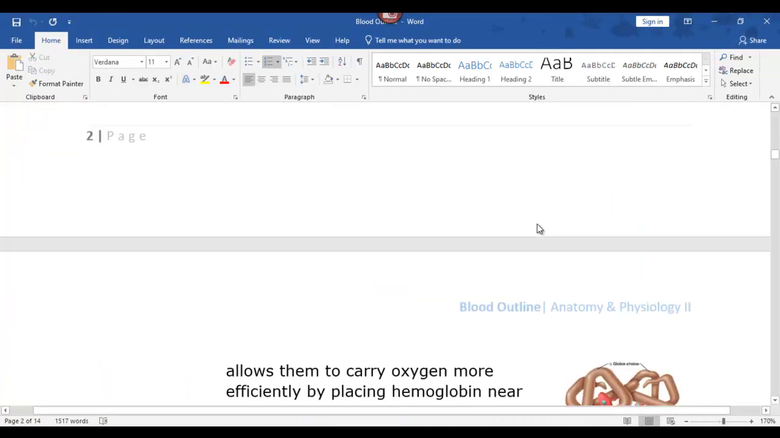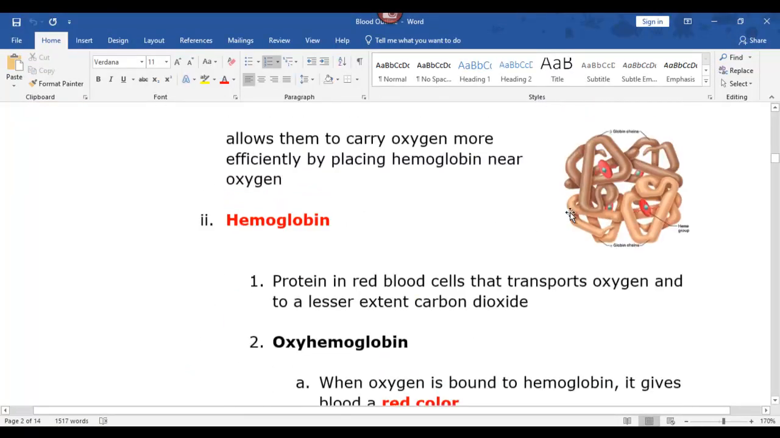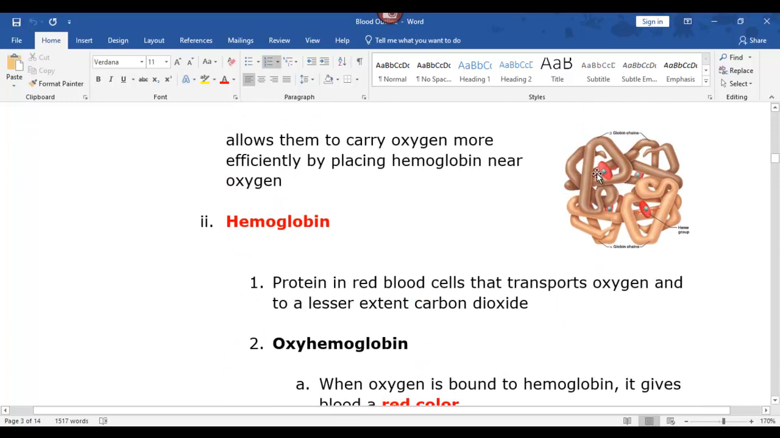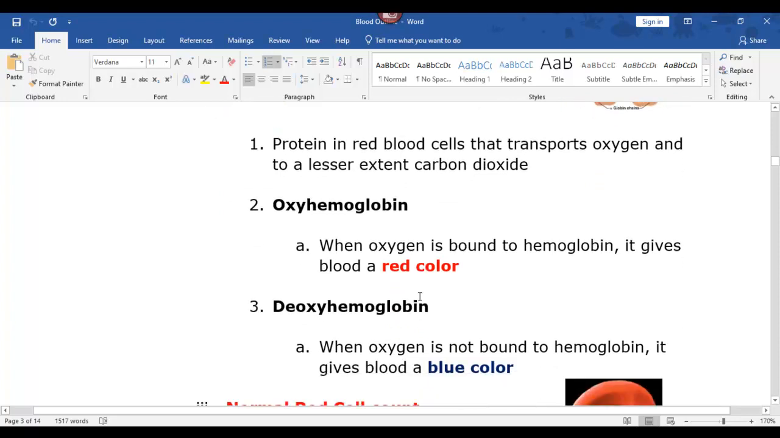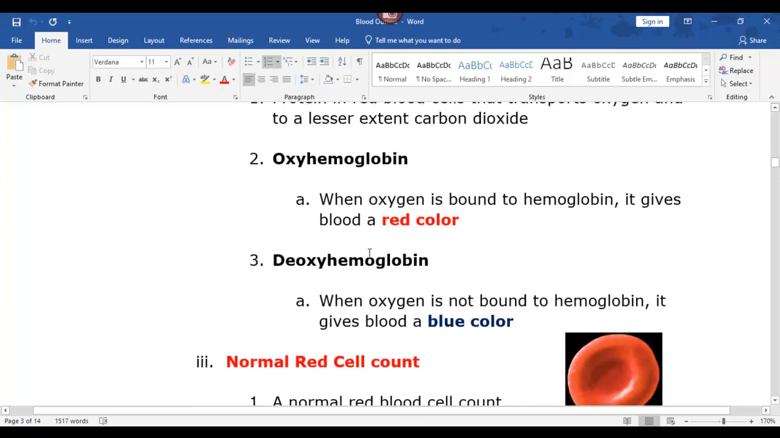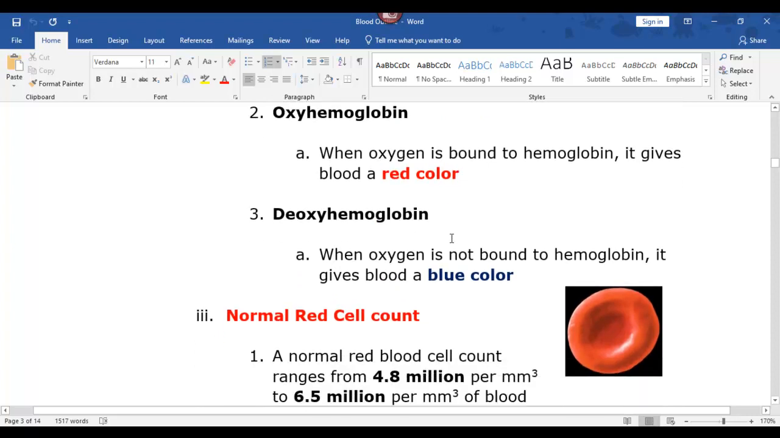Yeah, they are a biconcave disc. Like I said, this is hemoglobin. It's kind of showing the little binding sites there. And then oxyhemoglobin, deoxyhemoglobin, yes, it has a red color to it. Blood that's low in oxygen has a blue color to it.